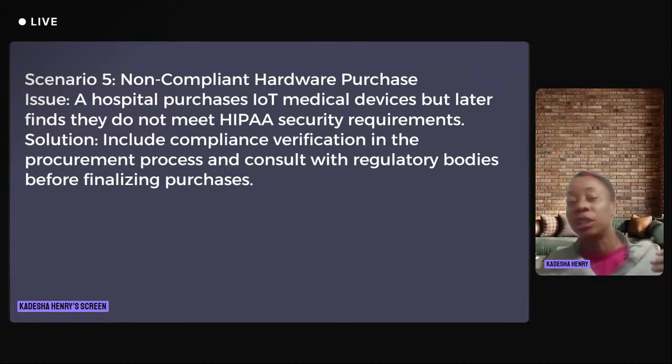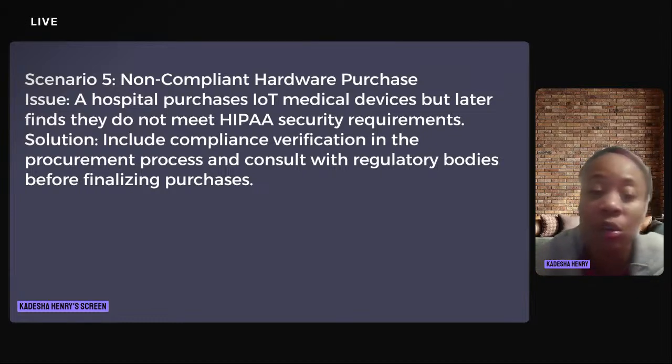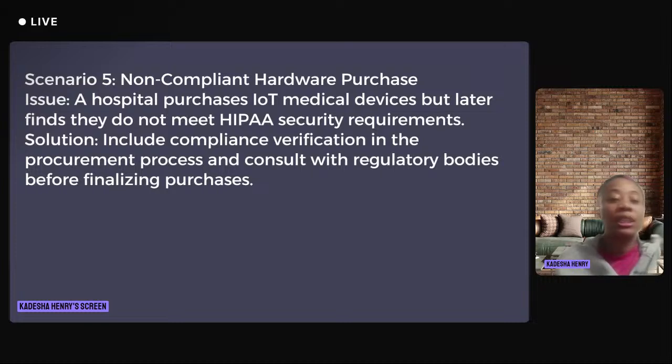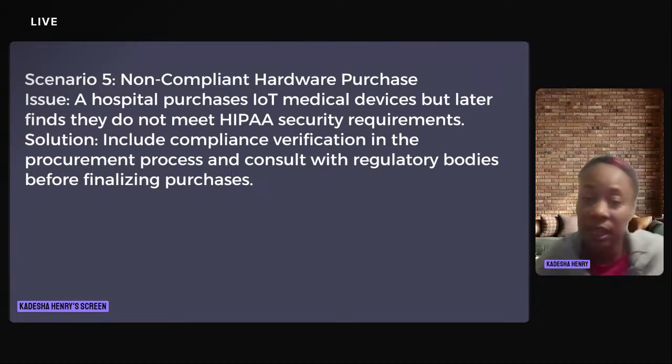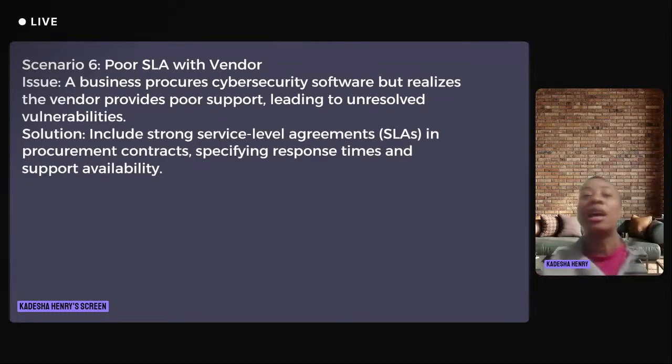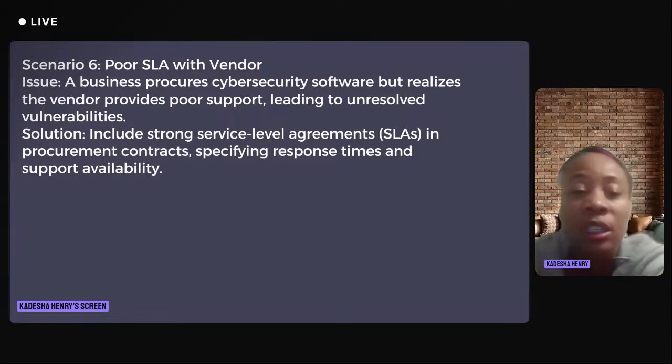So you don't breach. The solution: include compliance verification in the procurement process and consult with regulatory bodies before finalizing the purchase, right? So if you're going to purchase a device that's going to be an integral part of the Internet of Things in the medical area, a medical device, then you have to do your consultation. You have to do your due diligence to make sure that equipment is in accordance with regulation and compliance.